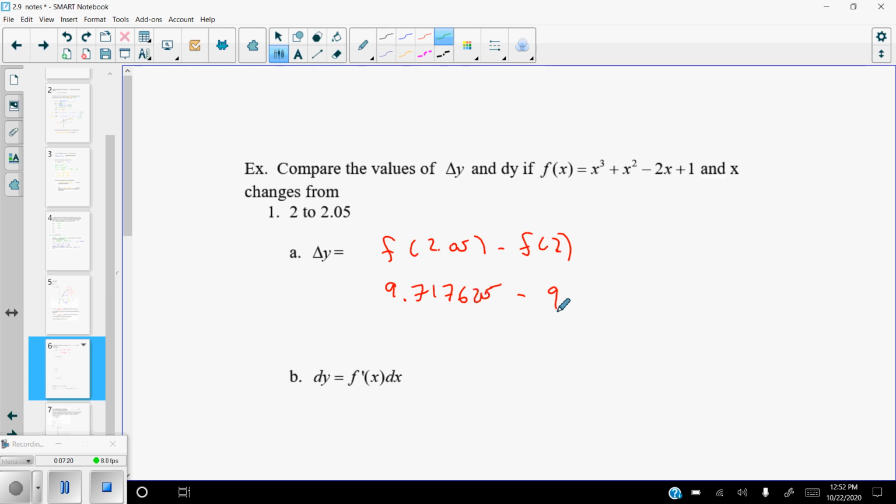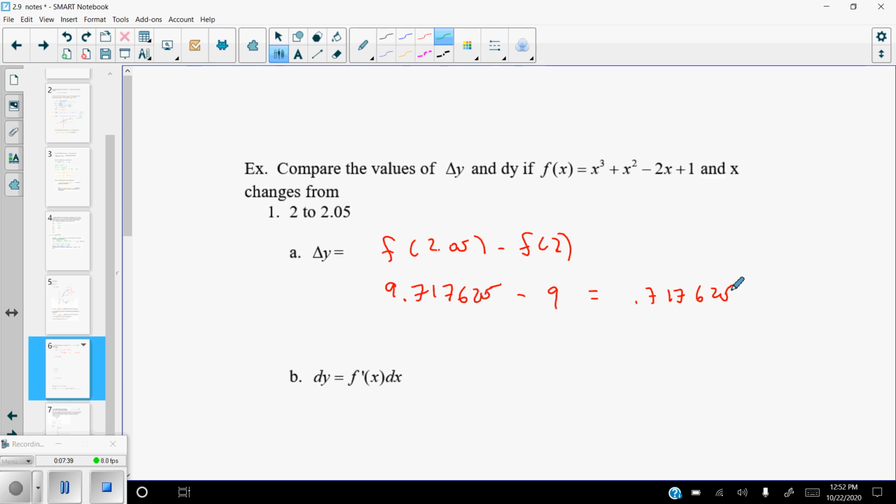So the actual delta y here is going to be 0.717625, just subtracting those two values. That's the actual change in the function. When x goes from 2 to 2.05, the y values change by 0.717625.